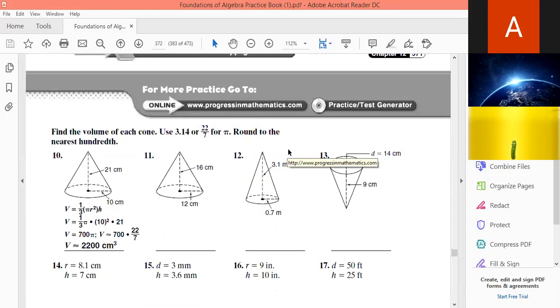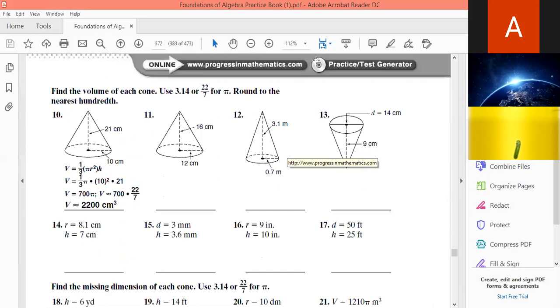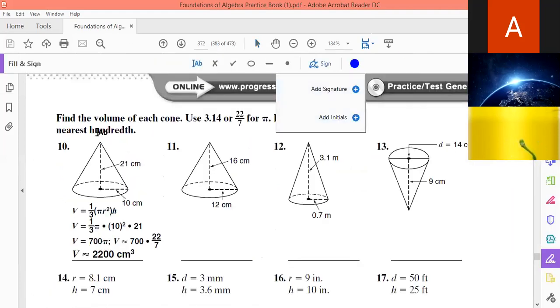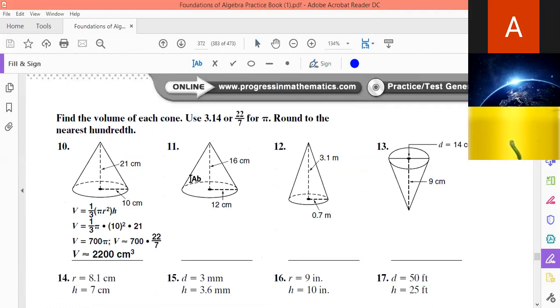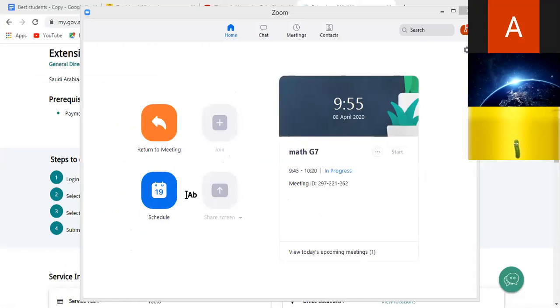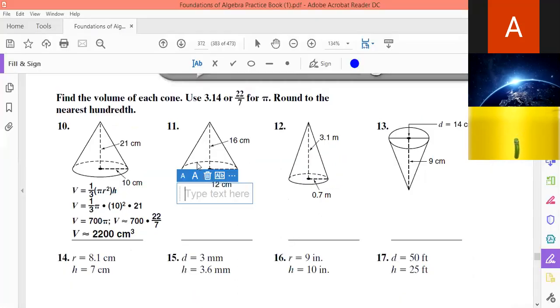Open page number 372 and question number. It will not solve the first page. Oh, we did it yesterday. Yeah. Now today it's the second page: how to calculate the volume of a cone.